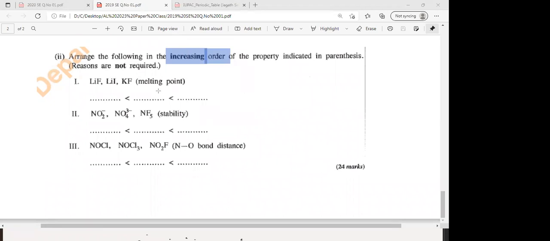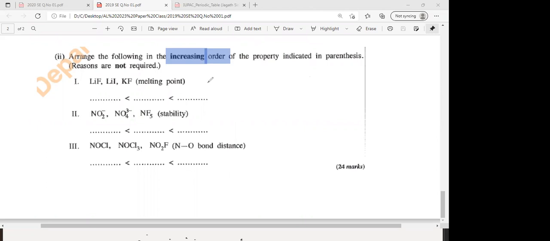Melting point. All these are ionic compounds. Melting point of LiF, LiI and KF. How to decide the melting point? Are they ionic or covalent? They are ionic compounds. How to predict the melting point?